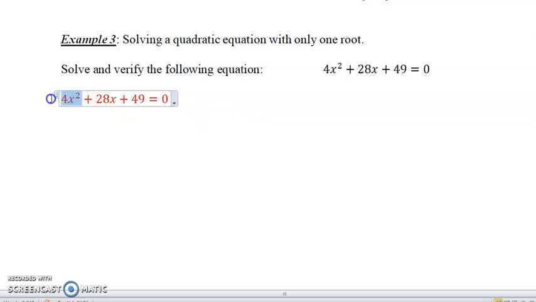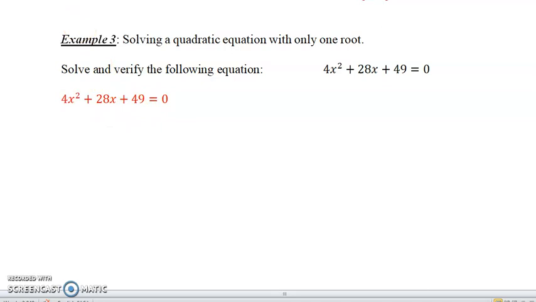But I recognize that the first term, the x squared term, is a perfect square. That would be 2x. I recognize that the c value, the plus 49, is a perfect square. Take the square root of 49 and you get 7. So if I take the 2x, multiply it by the 7, I get 14x, and I double it, I get the b value. That is what's called a specialty polynomial. Okay?